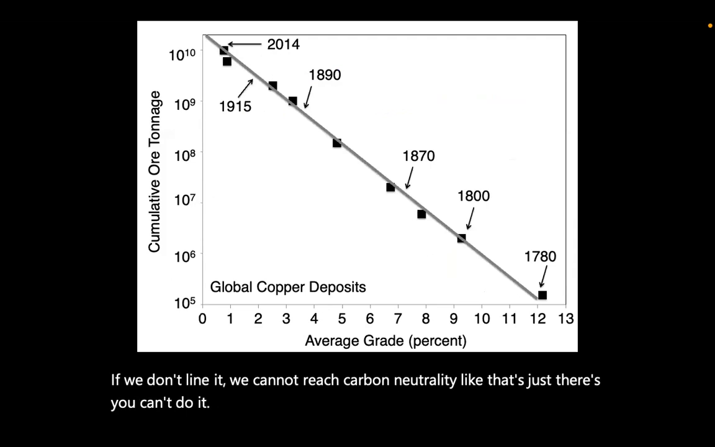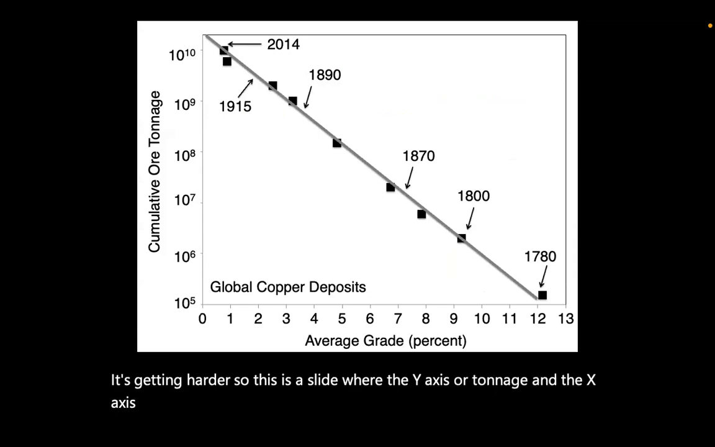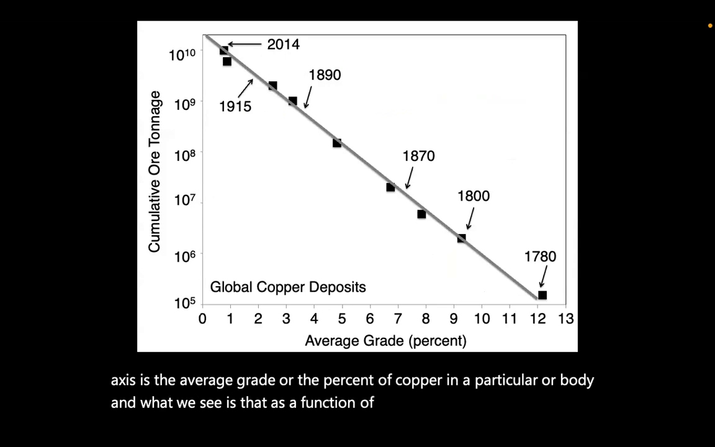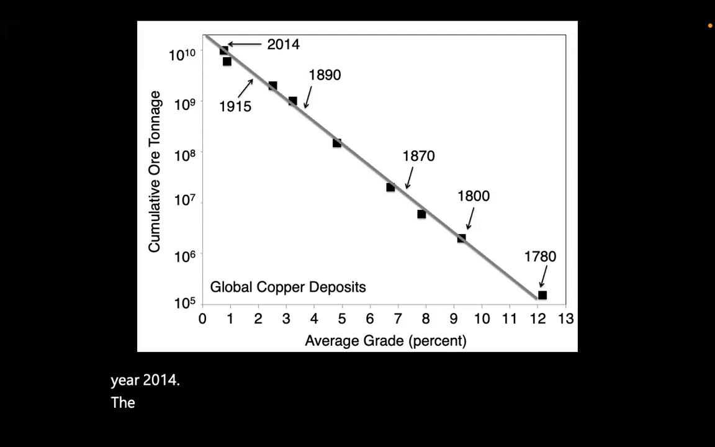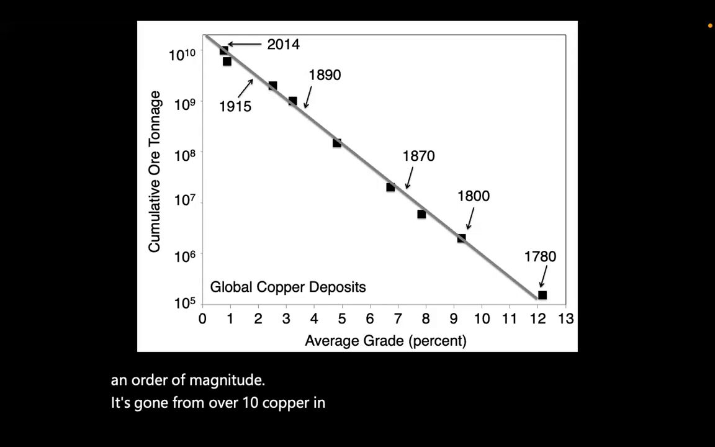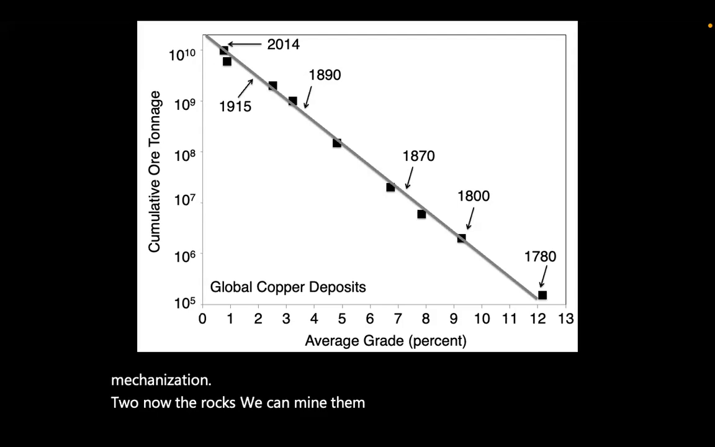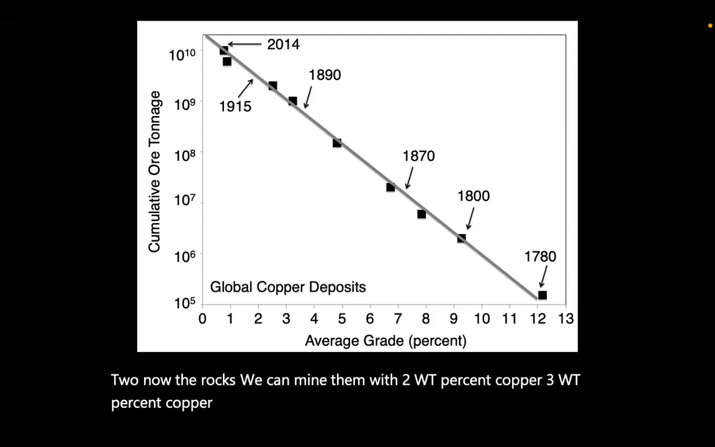It's getting harder. This is a slide where the y-axis is ore tonnage and the x-axis is the average grade, or the percent of copper in a particular ore body. As a function of time from 1780 to the year 2014, the percent copper in the rocks that we call ore deposits has decreased by an order of magnitude. It's gone from over 10% copper in the rocks that we mined pre-mechanization to now rocks with 0.2 weight percent copper, 0.3 weight percent copper, and we can extract that copper. So it's getting harder to mine and harder to find.